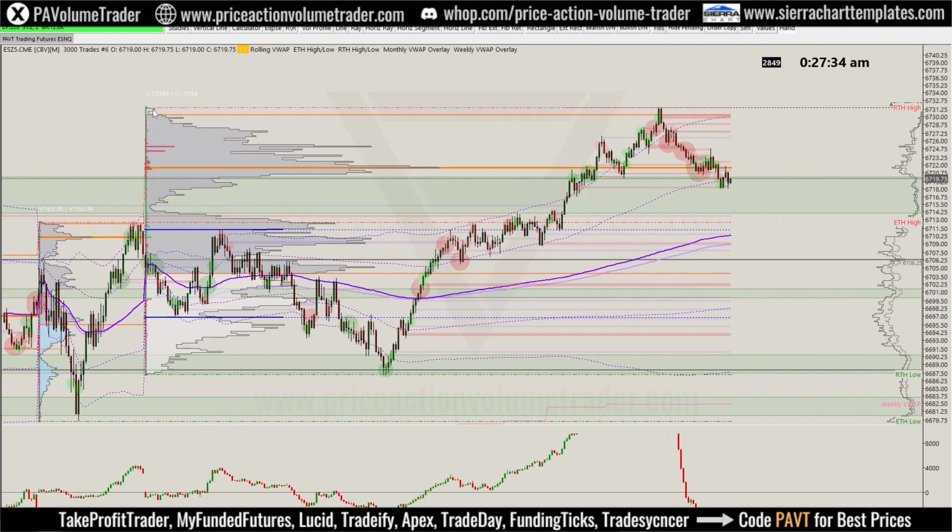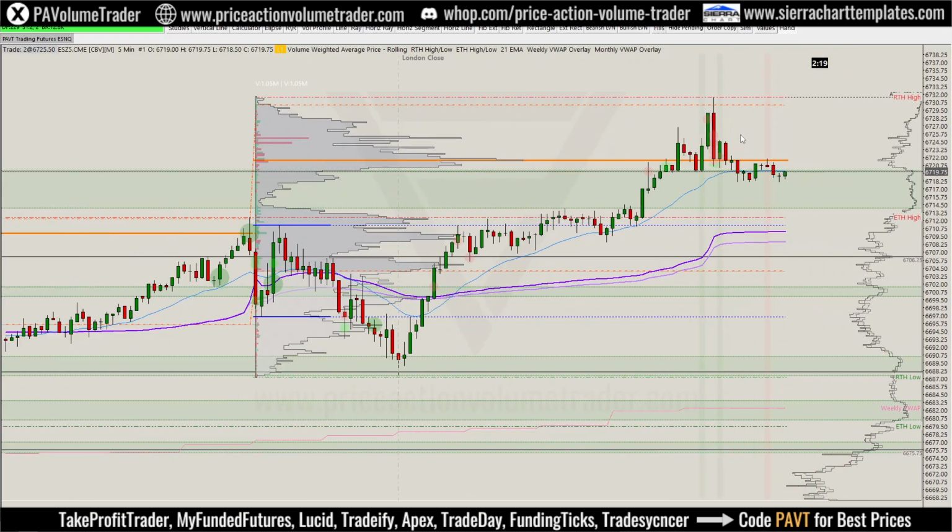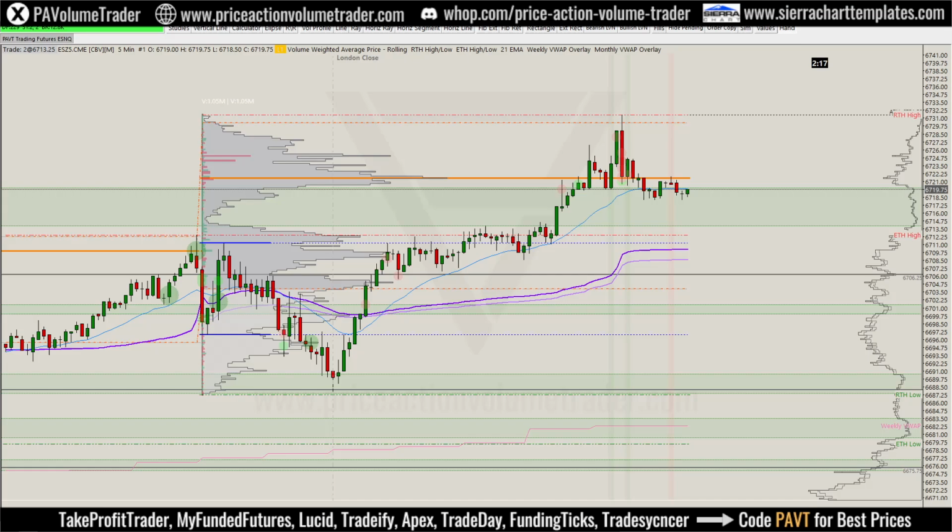establishing now 2 main distributions here, 2 main high volume node areas. If we look at the 5-minute, you can see we have one here, and this one is a little bit choppier, but overall this would be like the main area right over there.